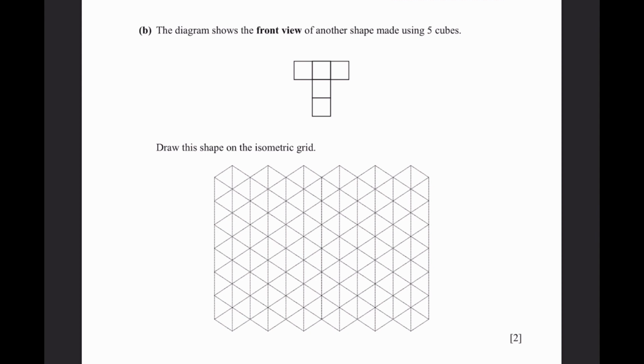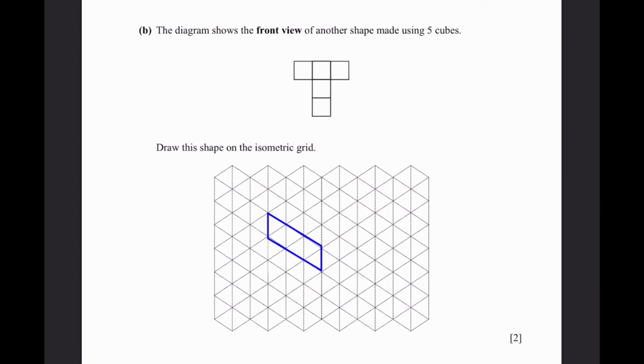B. The diagram shows the front view of another shape using 5 cubes. Draw the shape on the isometric grid. So this is the front view. So we need to draw pretty much a T-shaped one using 5 cubes, which are already having 5 faces here, so these are the 5 cube positions. So we can draw it like this.